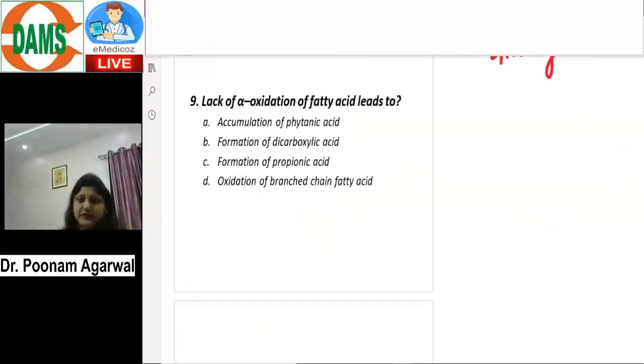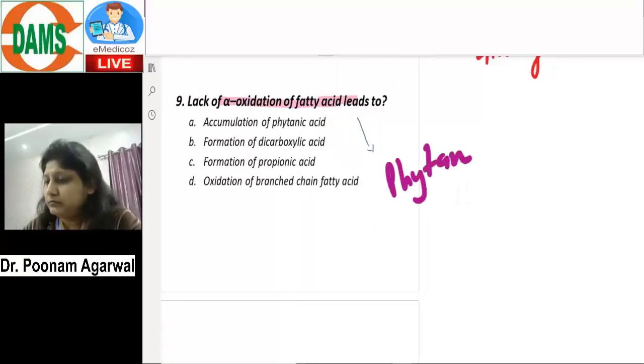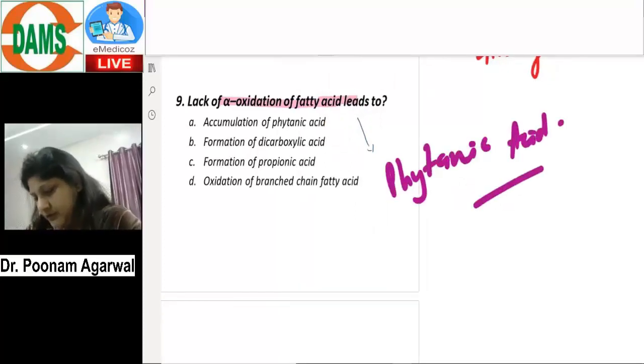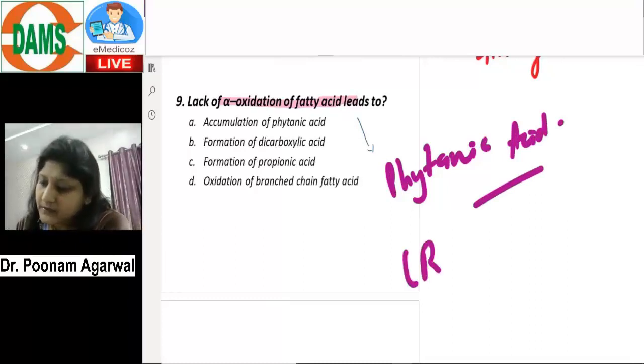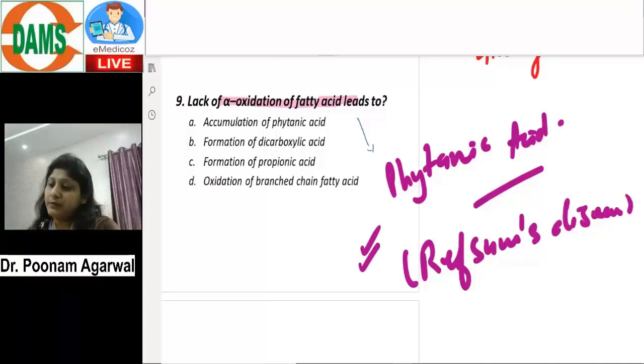Now coming to lack of alpha oxidation of fatty acid leads to. It's a very popular question. When we have a problem in the alpha oxidation of phytanic acid, which is a branched-chain fatty acid, we tend to have accumulation of this branched-chain fatty acid, and this results in a neurometabolic disorder called Refsum's disease, giving the problem of developmental delay, motor neuropathy, and retinitis pigmentosa and blindness, childhood blindness.